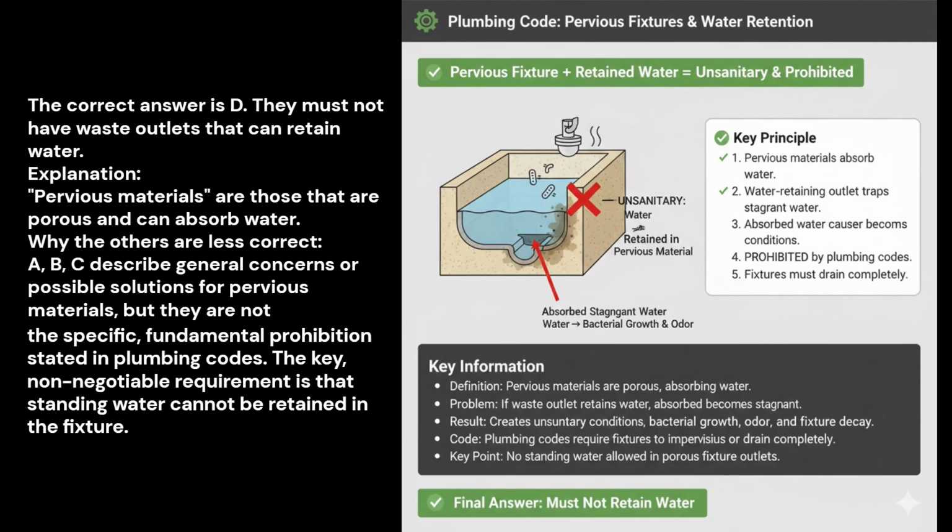Why the others are less correct? A, B, C describe general concerns or possible solutions for pervious materials, but they are not the specific, fundamental prohibition stated in plumbing codes. The key, non-negotiable requirement is that standing water cannot be retained in the fixture.